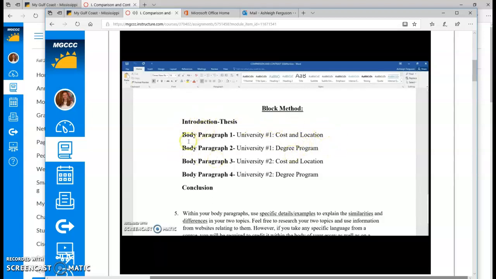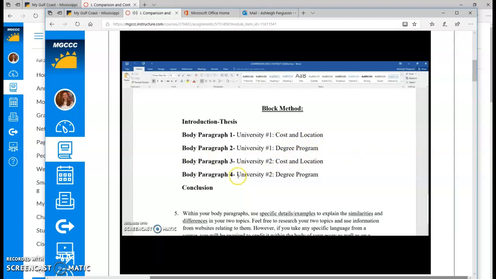These are both paragraphs strictly about one university, which he's going to combine into two paragraphs about USA. Then the second set of paragraphs, you're discussing your second topic. And you're discussing your second topic in relationship to the same points as the previous, but there's two more sets.